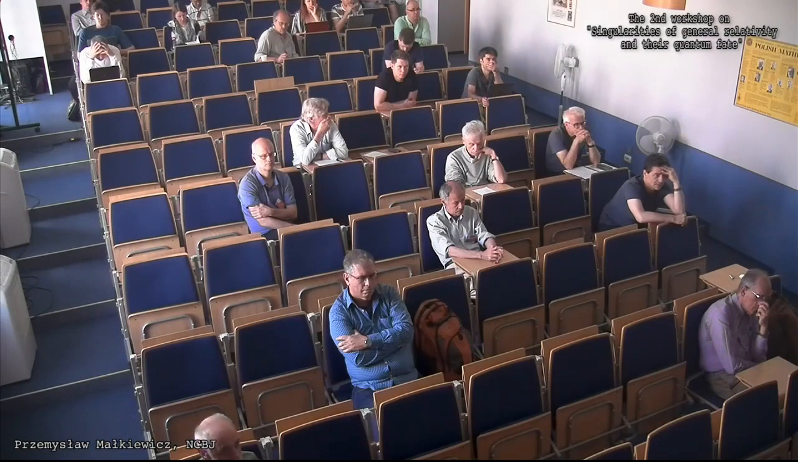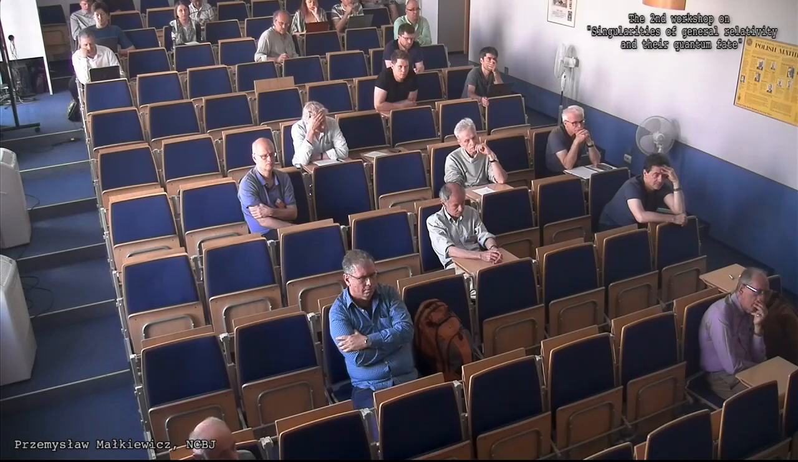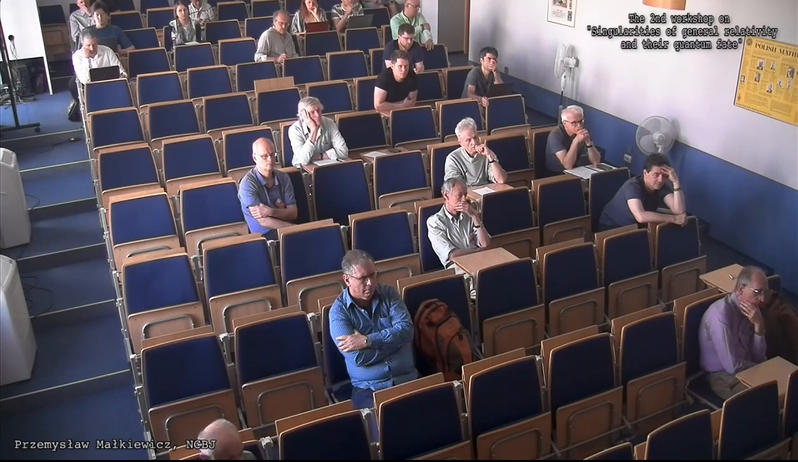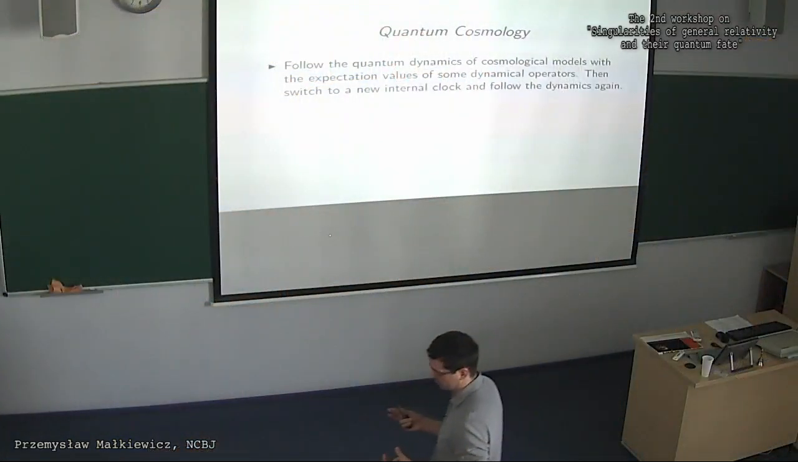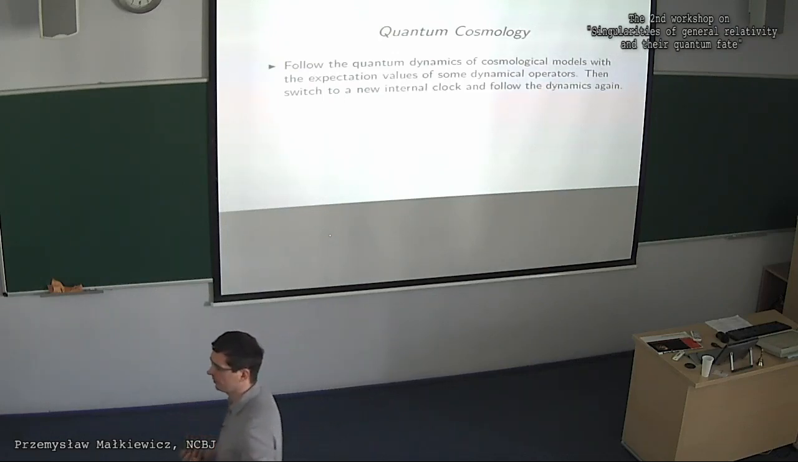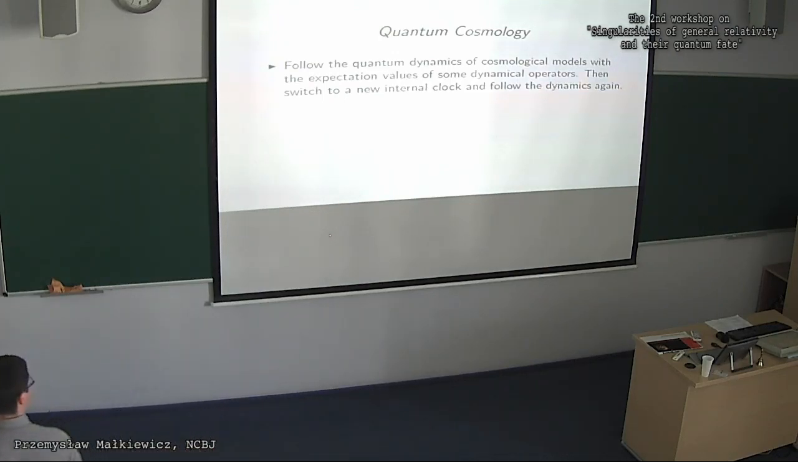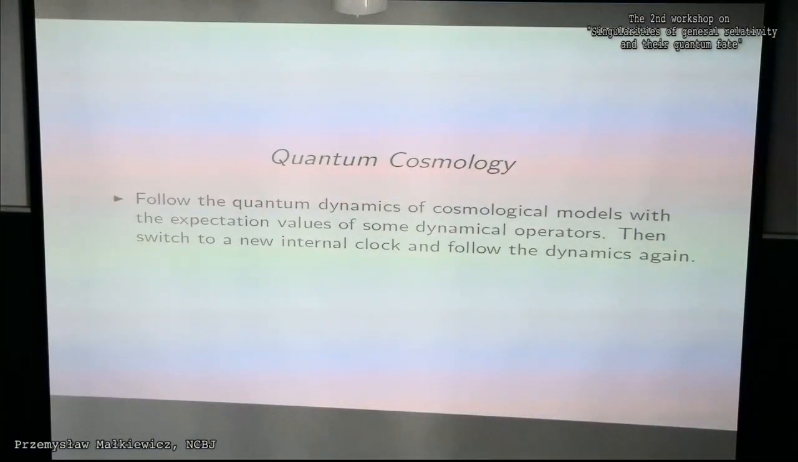So the idea is very simple. We'll follow the quantum dynamics of cosmological models with the expectation values of some operators, dynamical observables, because through non-dynamical ones we will see no dynamics at all. But then we will switch to a new internal clock and we will follow the same dynamics with the operators which correspond to these observables with this new internal clock. Okay?